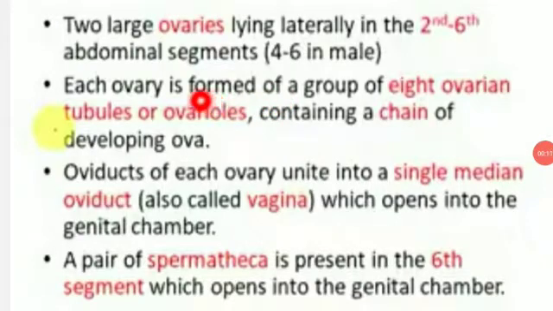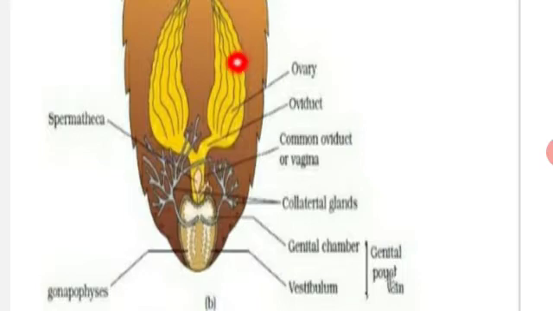The female reproductive system has the following parts: ovaries. Ovaries are a pair of large structures present laterally in segments 2 to 6 of the abdomen. Each ovary is a cluster of 8 ovarioles. Each ovariole has a tapering anterior filamentous germarium and a posterior wider vitellarium.